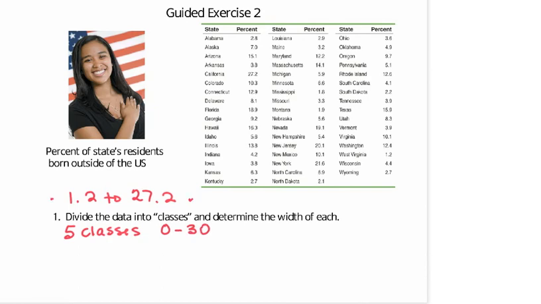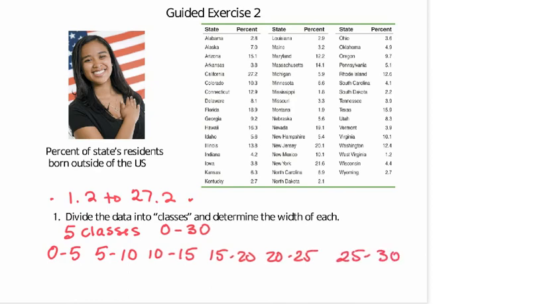So if we have 5 classes, the first class would be 0 to 5, 5 to 10, 10 to 15, 15 to 20, 20 to 25, and 25 to 30. So technically we have 6 classes. Sorry.